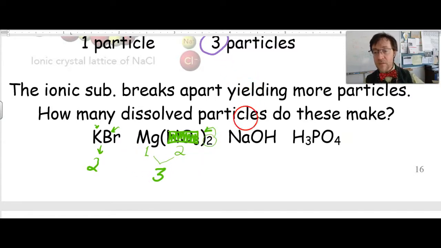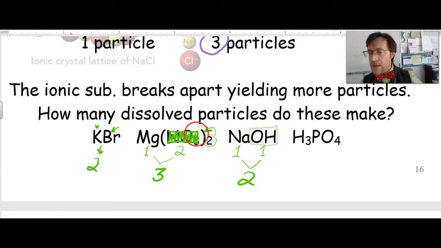Next is NaOH. Well, I've got 1, 2, 3 capital letters. I guarantee you there's a polyatomic ion in there. And if I go to my reference table and look it up, there you go. All right, here is my polyatomic ion right here. Right, so I don't see any parentheses. I don't see anything at all. So there's just one of those. So I've got 1 sodium, I've got 1 hydroxide, I've got a grand total of 2 particles. Again, why do I care? Because this is going to tell us the degree of colligative effects that this substance can have, right? Because that's good to know.